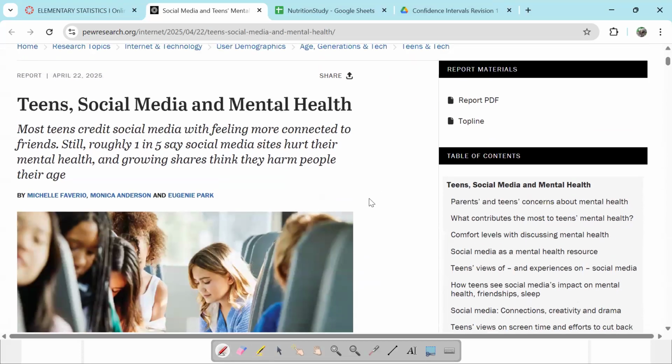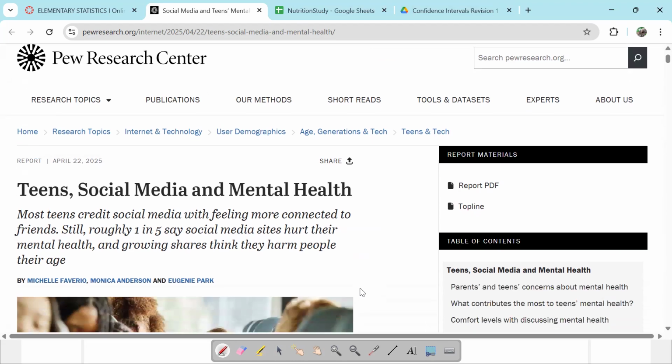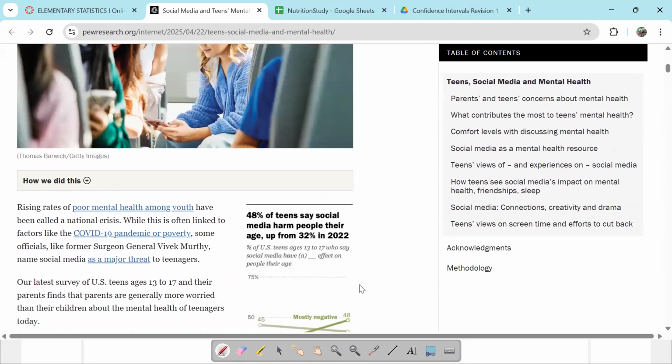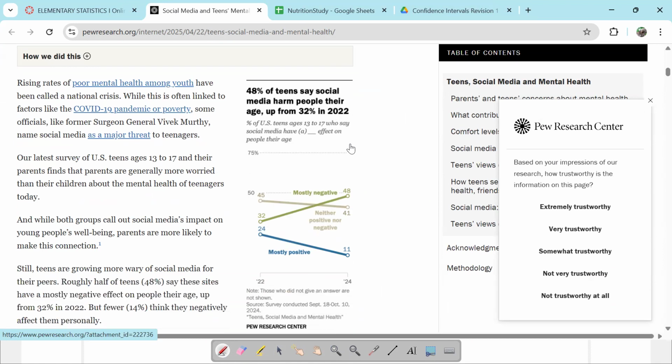So this was from the Pew Research Center, which is a pretty good place that does all kinds of research. Most teens credit social media with feeling more connected to their friends. That's good. Still, roughly 1 in 5 say social media hurts their mental health. And then further down, it gives that statistic I just quoted here. 48% of teens say social media harms people their age, which is up from 32% in 2022. And then they show some other statistics based on their study.